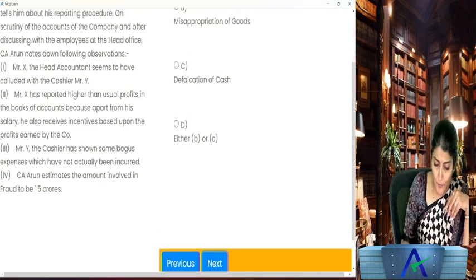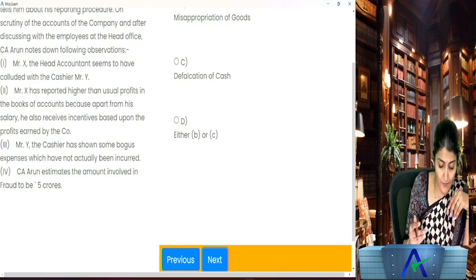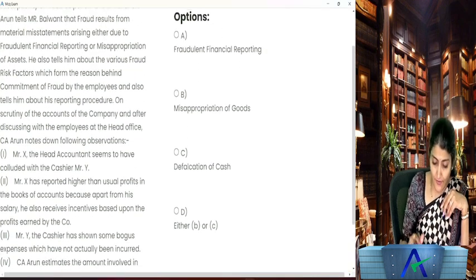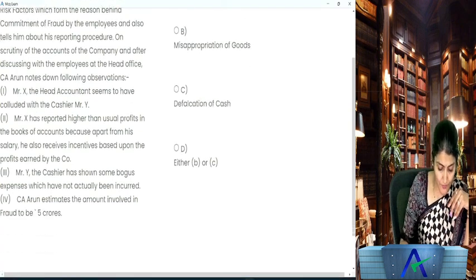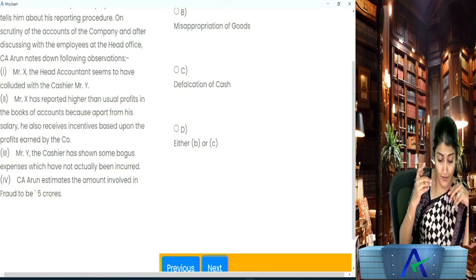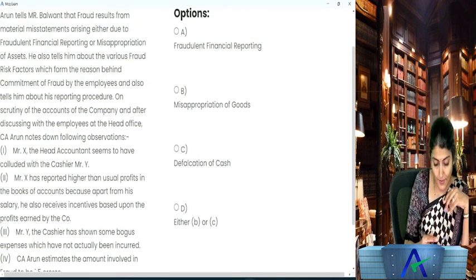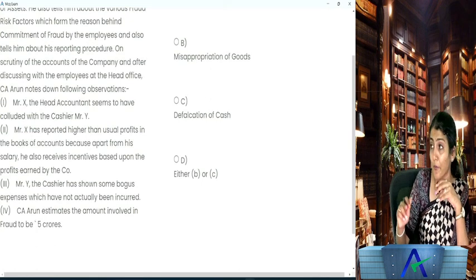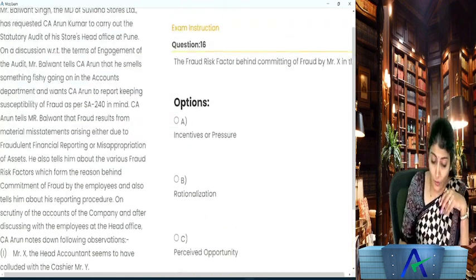So do you see any misappropriation of the goods happening over there? The head accountant seems to have colluded with the cashier. Then they are reporting higher than usual profits, and the cashier has also shown bogus expenses which have not been incurred. So is it fraudulent financial reporting, misappropriation of assets, or the defalcation of the cash? Now actually the cashier, what does it say? Bogus expenses which have not been actually incurred. So is there defalcation of cash also? Yes, and probably this heading may be, we need to check whether it should have been the misappropriation of the assets. In that case it could be either B or C.